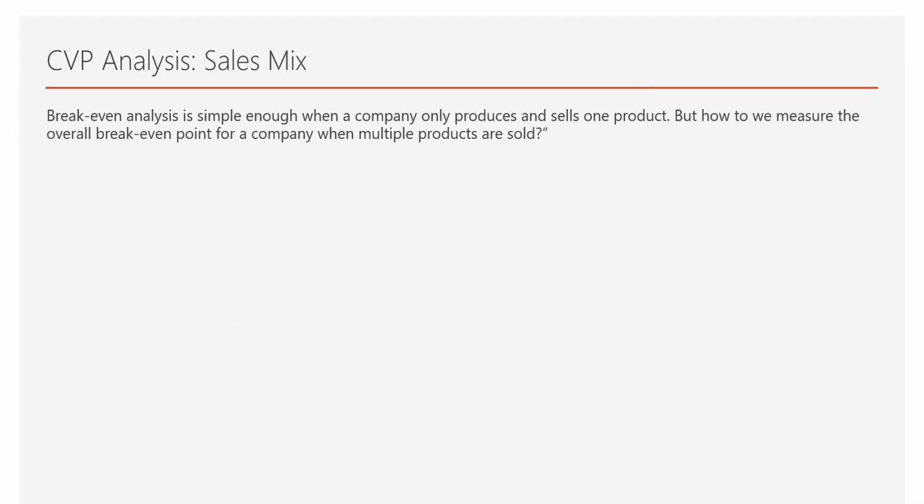We can also do CVP analysis with sales mix. Do companies just sell one product? No. Companies typically sell a number of products. Now, the break-even analysis is simple enough when a company only produces one product. But how do we measure the overall break-even point for a company when multiple products are sold?